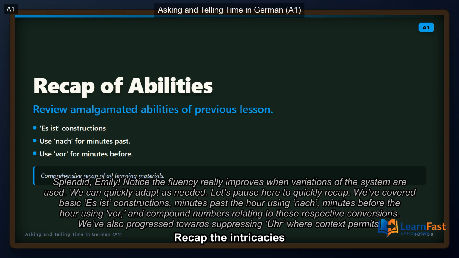Let's pause here to quickly recap. We've covered basic Es ist constructions, minutes past the hour using nach, minutes before the hour using vor, and compound numbers relating to these respective conversions. We've also progressed towards suppressing Uhr where context permits.